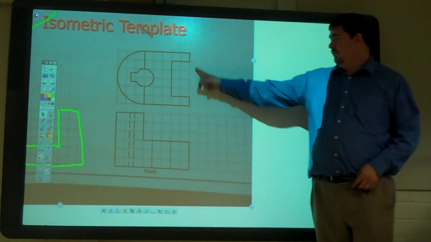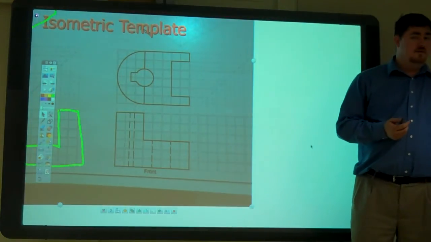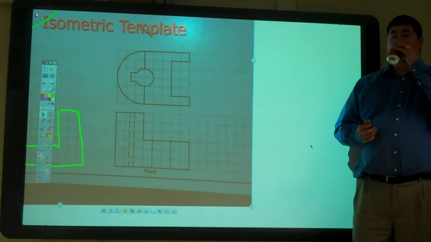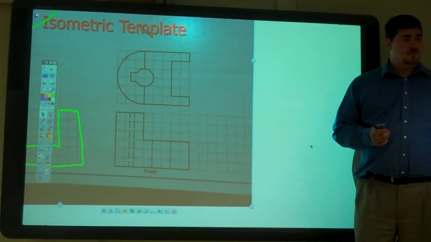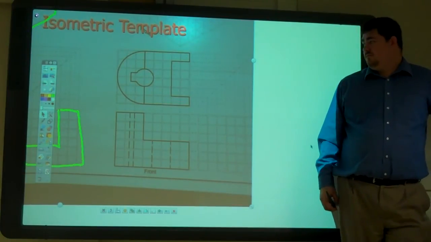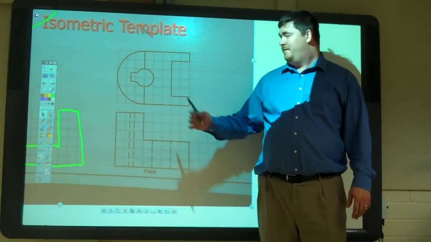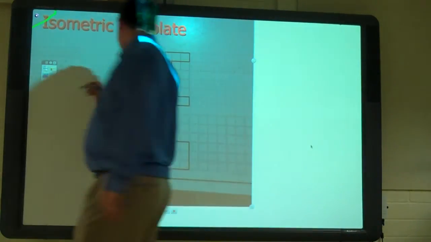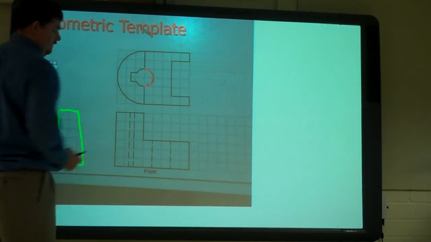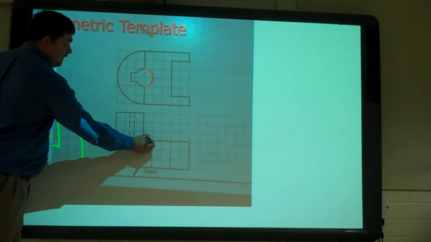On this one here, is there anything tricky going on there? Something that you need to watch out for? The inside circle. What about this inside circle? It's only half there. Yeah. This half of the circle is where? On the front view. Lower table. That half is down here, right?